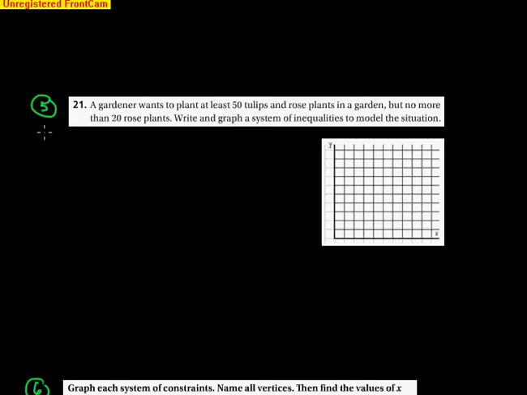Now, we need variables, x and y. And in this problem, there's really no question. So what are the two things we're talking about? Well, we have tulips, and we have rose plants.